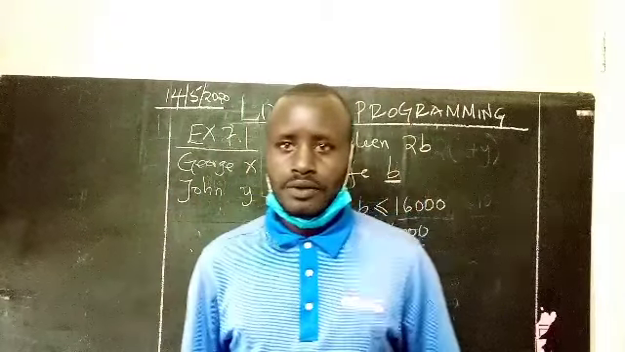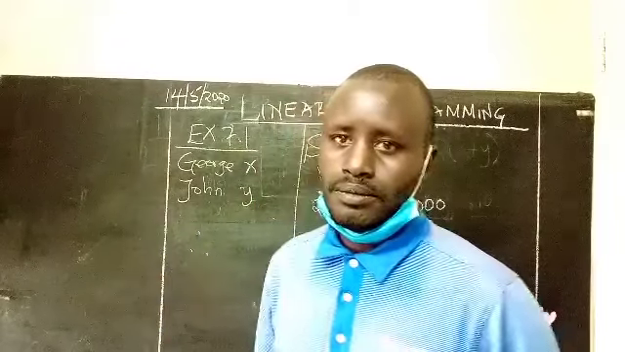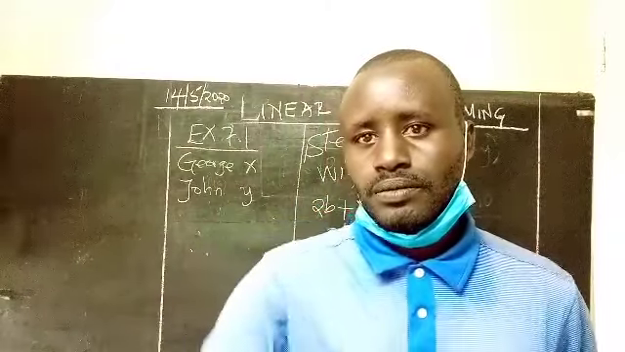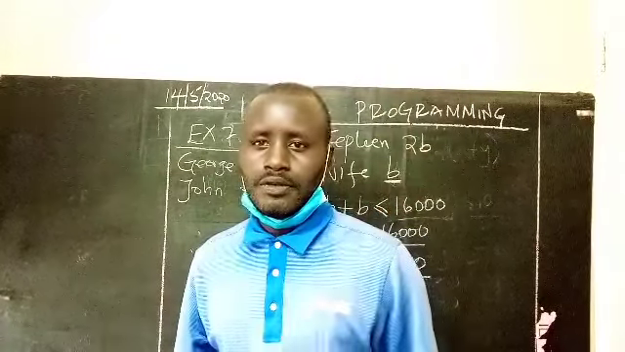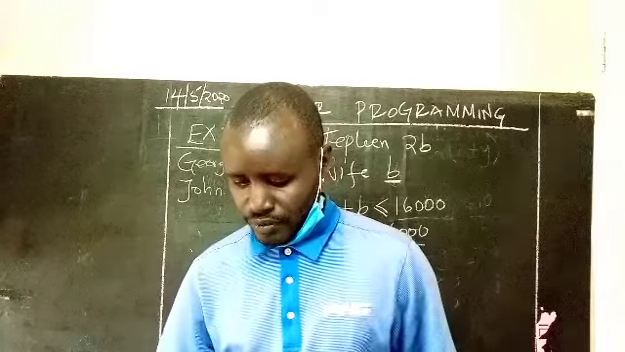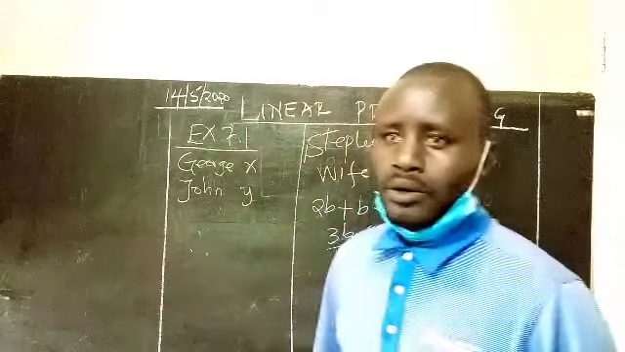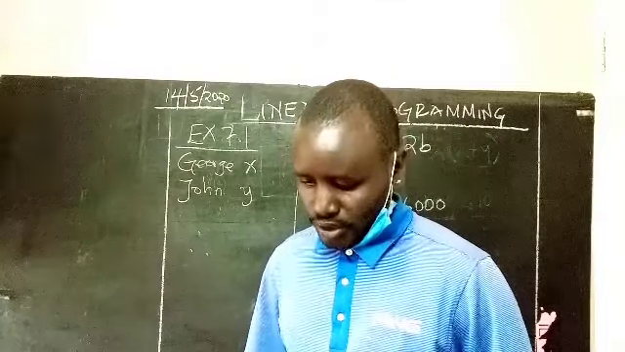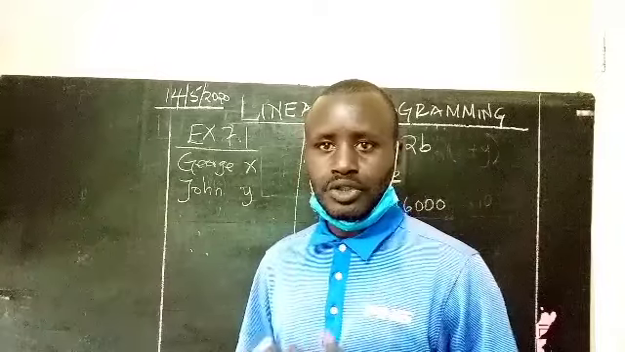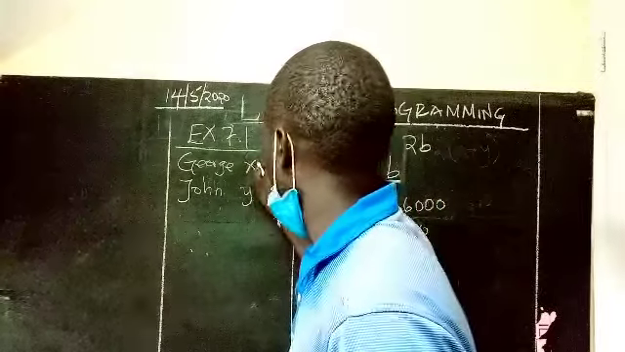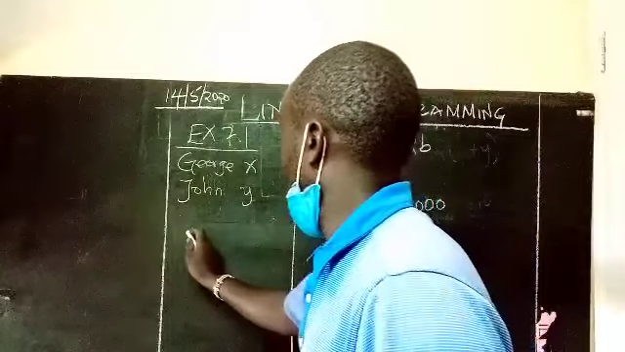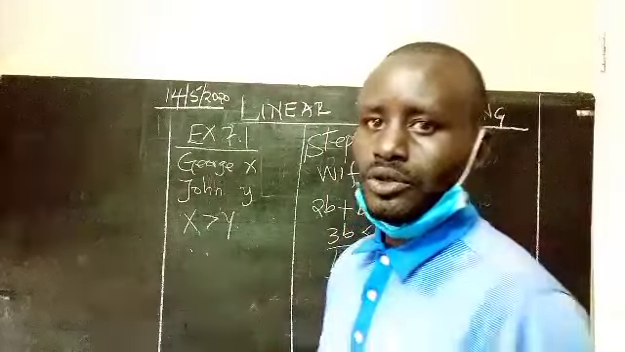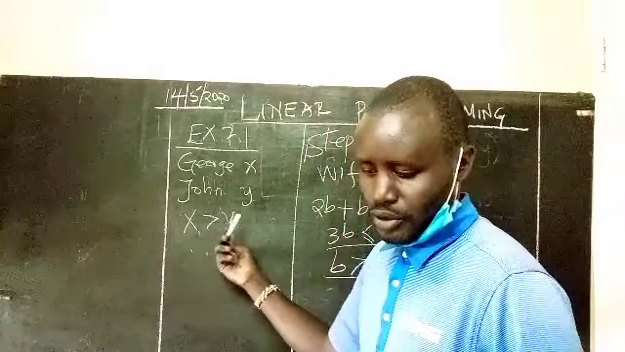So I want to give you 2 minutes to give a try, then we'll continue. So I'm very sure you are through, and based on this question, that is where we get our inequalities. We are told that George scored more marks than John. The first one is going to be X is greater than Y.